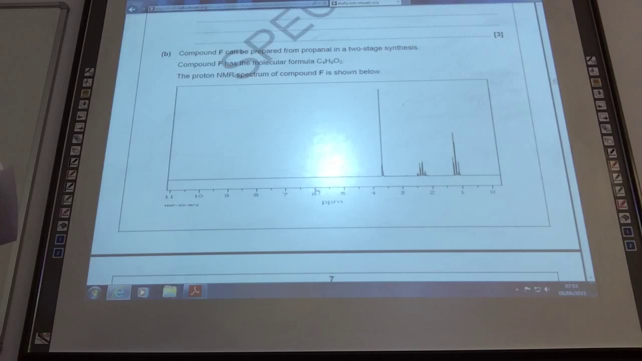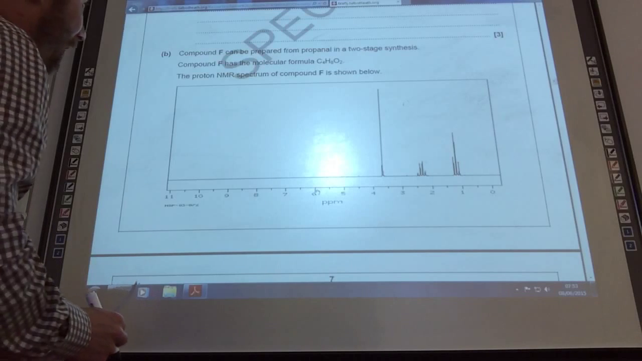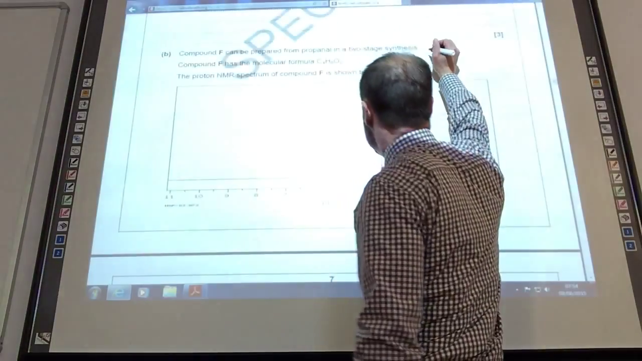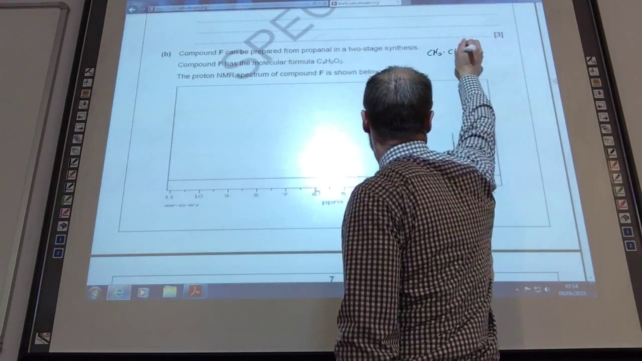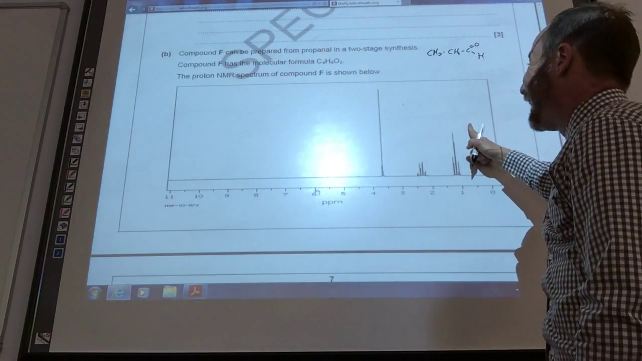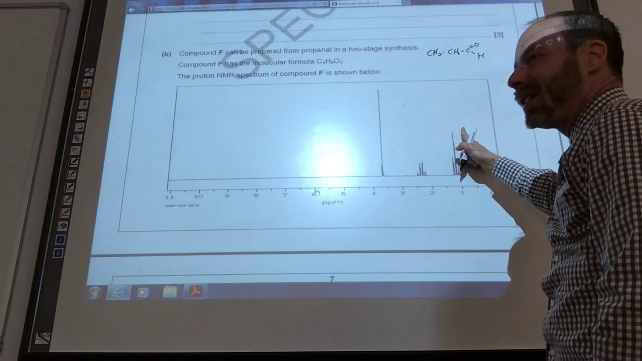Okay, so next one, moving on, it gives me the proton NMR. The region of the electromagnetic spectrum used, of course, is radio waves. It tells me the compound F can be prepared from propanol in a two-stage synthesis, and it has the molecular formula C4H8O2. If you think about it, propanol's got three carbons in it. So propanol is this. But the compound that I've made has got four carbons in it, and it's got two oxygens. So we've added a carbon and we've added an oxygen.